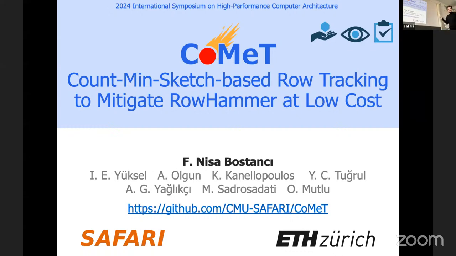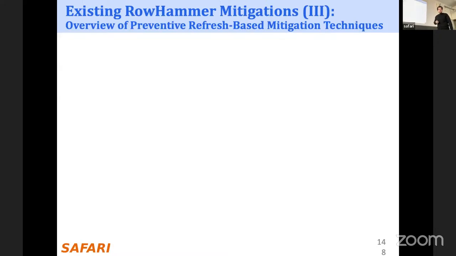It's a count-min sketch-based row tracking to mitigate RowHammer at low cost. This was very recently published in HPCA, the High Performance Computer Architecture Symposium. Actually, we presented this 2 weeks ago in Edinburgh. So I'll do my best to explain the key ideas here.